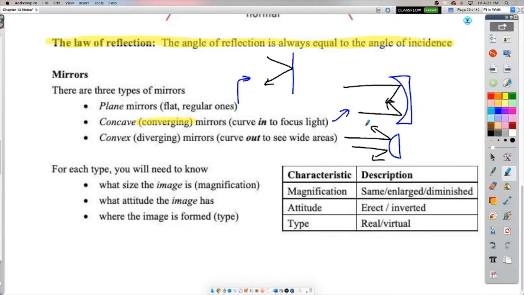So there are three basic qualities to an image that will be formed. We'll go into what image formation is here in a sec, but that is what size the image is, essentially the magnification, what attitude it has, and where the image is formed, aka type. So you can see the different options here. I'll go into them in more detail on the next page here.